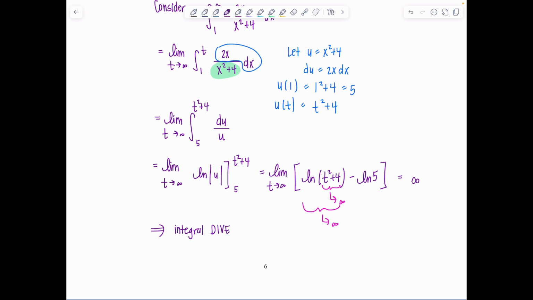diverges, which tells me that the sum n equals 1 to infinity of 2n over n squared, oh, not n to the 4th, please calm down, n squared plus 4 also diverges by the integral test.